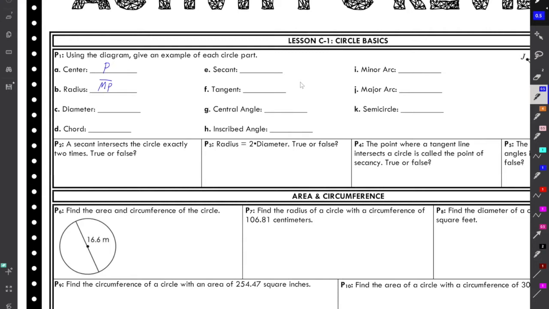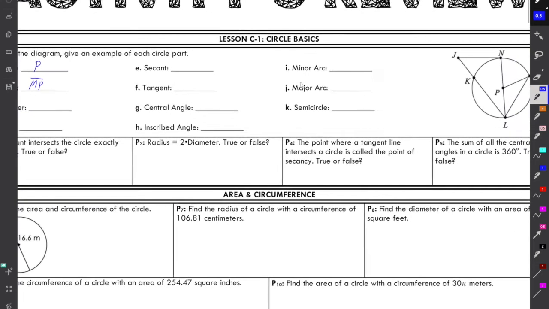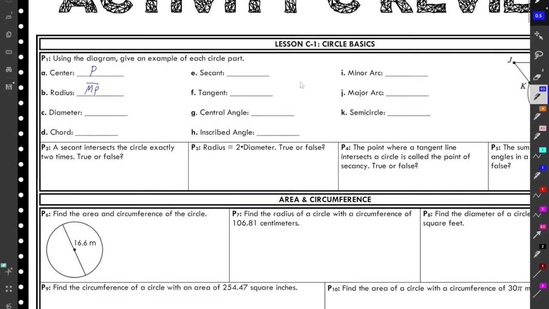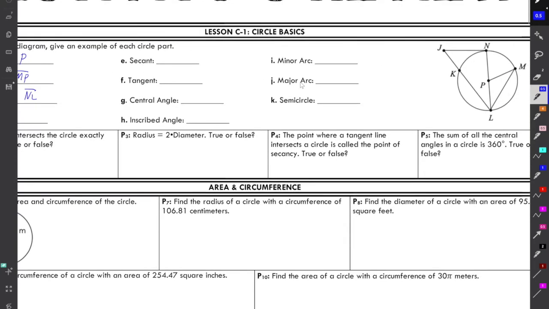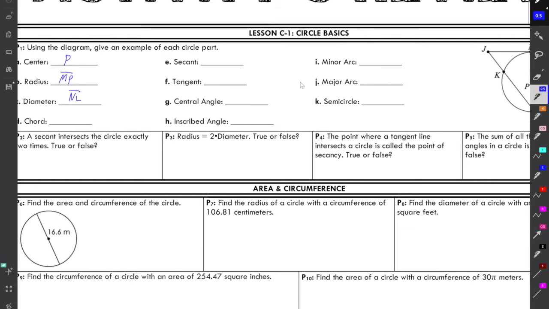Now for diameter, it's just double the radius, but it's also just a chord that goes through the center. And the example we have here on our circle is segment NL. Now a chord is a little more general than that. A chord is just a segment that has endpoints on the circle, and we'll say for this one it will be ML. Not the only chord you could have done, but it's just an example.